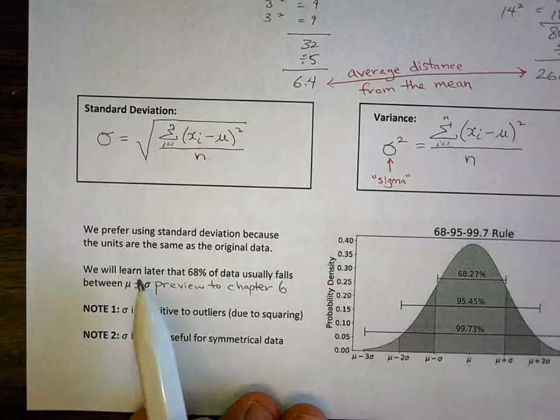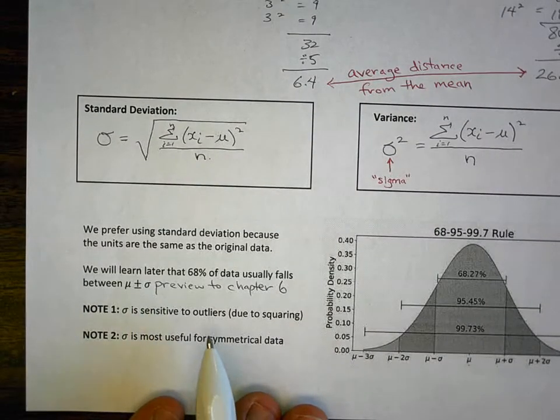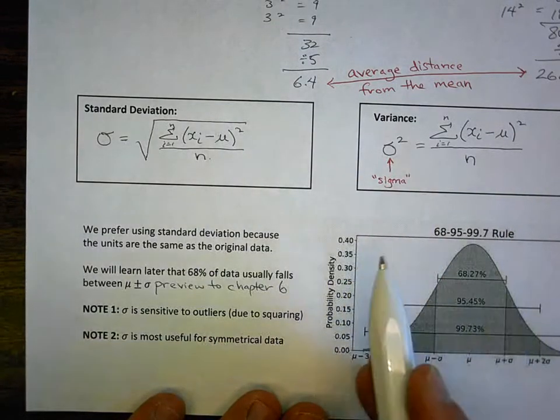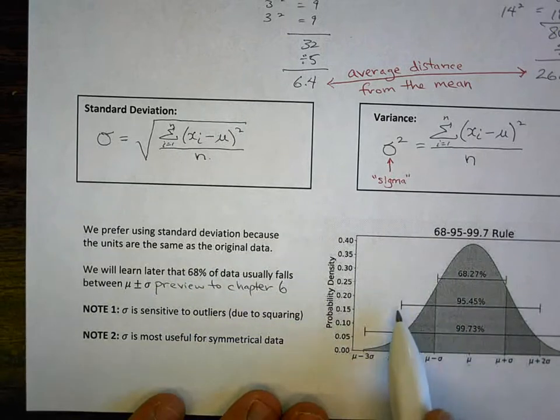Secondly, standard deviation is most useful for symmetrical data. So usually, if you have data skewed somehow, so a lot of the data is in the small end or the upper end, it's going to mess up your standard deviation. It's nicer if you have good symmetrical data.